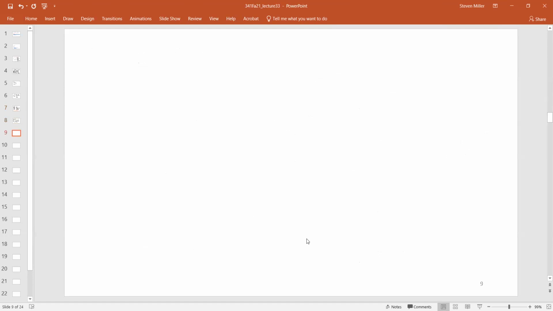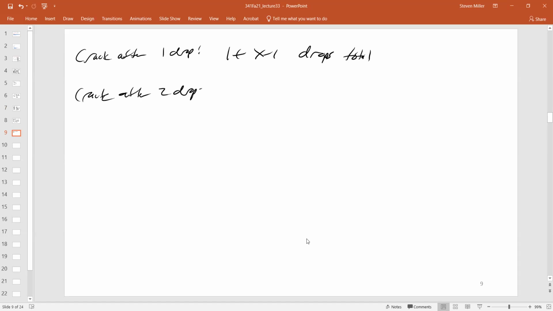So what you would want to do is say, if you crack after one drop, it would be 1 plus X minus 1 drops total. If you crack after 2 drops, you want that to be 2 plus, now what would you have over here? You would want to have X minus 2 drops. You want it to be the same number of drops each time. So you want to be dynamically adjusting.